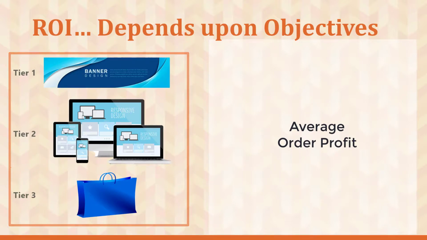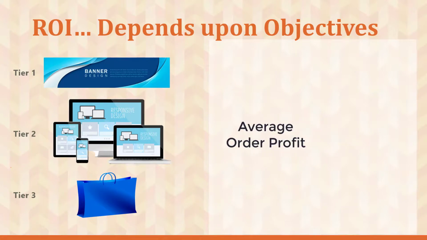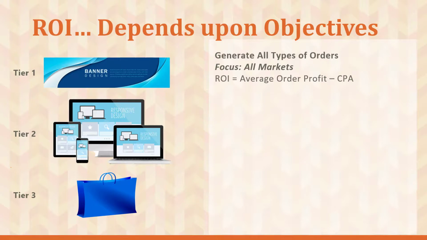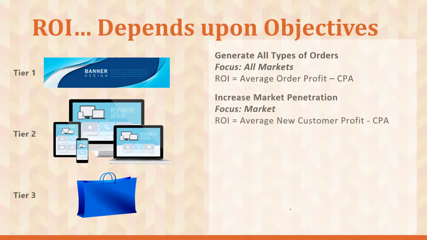This means our ROI calculation is average order profit minus cost per acquisition. We can take this resulting per order ROI and multiply it by the number of orders generated by the ad campaign. Doing so will produce the overall return on investment for the campaign. But what if I hadn't asked you to simply bring in revenue? What if I asked you instead to attract brand new customers to increase our market penetration?